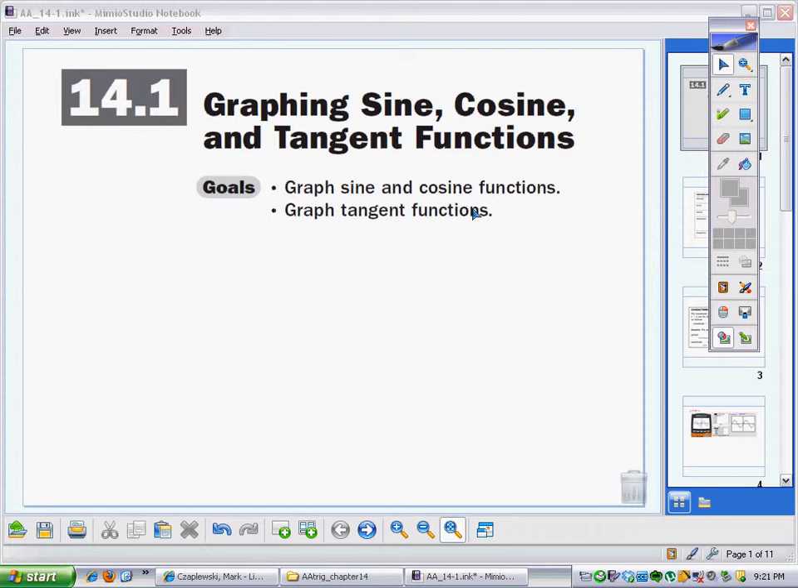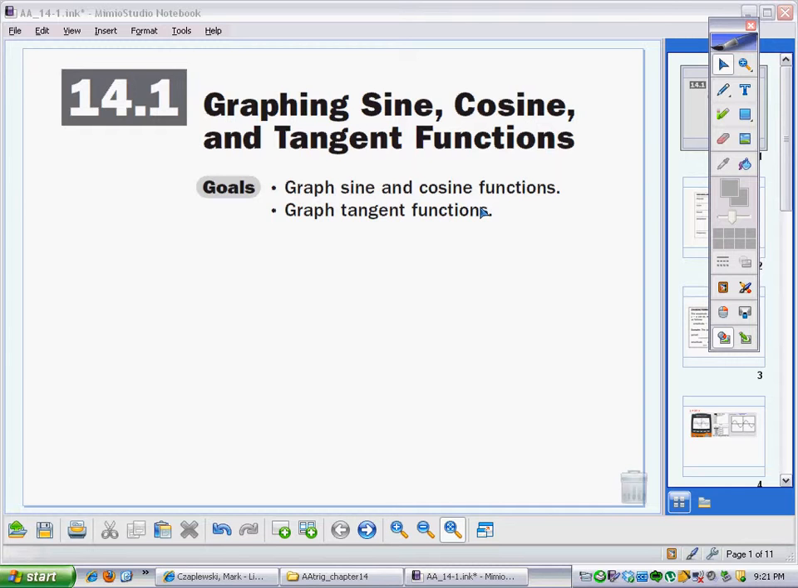Here are your notes on 14.1. Title for today's section: Graphing Sine, Cosine, and Tangent Functions. As you're writing this down, familiarize yourself with stuff that we've basically already done. We're going to be putting some vocabulary words into play in this section.